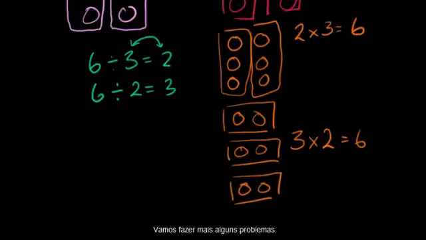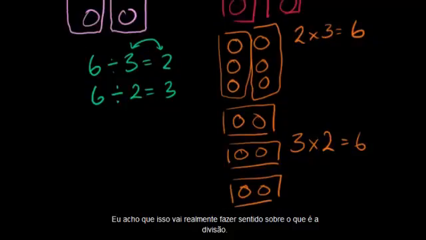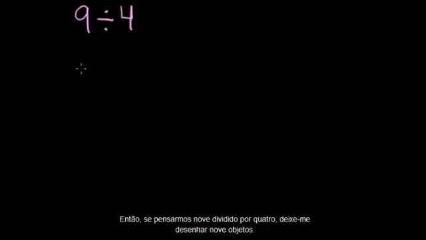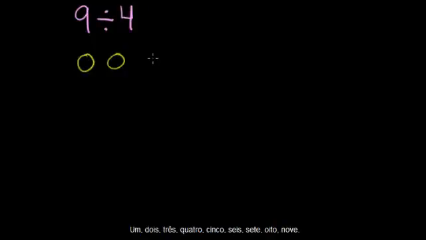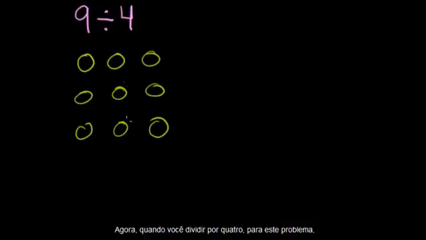Let's do a couple more problems, and I think it'll really make sense what division is all about. So let's do 9. Let's do an interesting one. Let's do 9 divided by 4. So if we think about 9 divided by 4, let me draw 9 objects. 1, 2, 3, 4, 5, 6, 7, 8, 9. Now when you divide by 4, for this problem I'm going to think about it as dividing it into groups of 4.